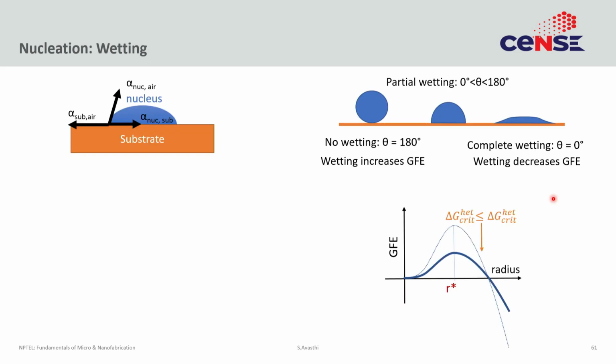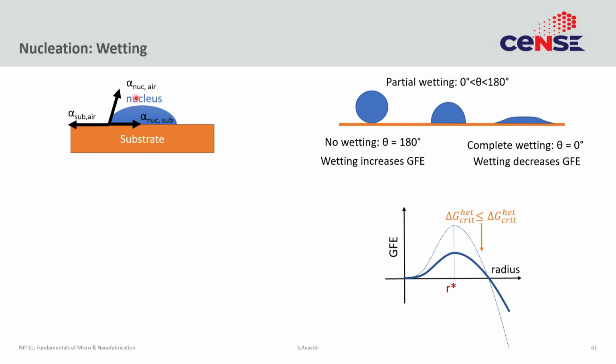Now, in order to understand heterogeneous nucleation, you need to start understanding how wetting happens. So, this is the idea of contact angle. If you remember, supposing you had a substrate and you put a drop of water or any liquid on top, then basic physics will tell you that there are three types of surface tensions that are acting. There is a surface tension component between the substrate and the nucleus. There is a component between substrate and air, and a component between nucleus and air.